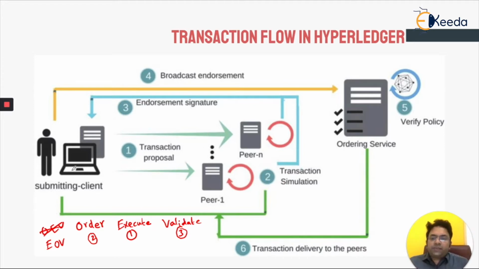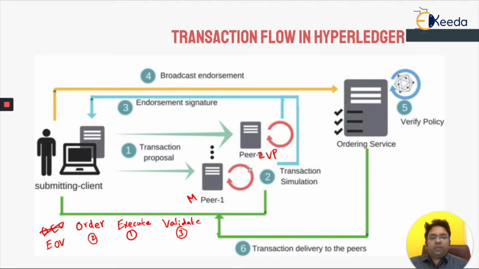What happens is the submitting client, this employee who wants to do a transaction. Remember, this is a permissioned blockchain. Everybody in the network knows who this employee is. He cannot just privately or anonymously submit any transaction. So this person submits a leave request. The transaction proposal goes to peer 1, who is your manager, let's say, and peer n, who is your VP, let's say. Peer n can be seen as peer 2.